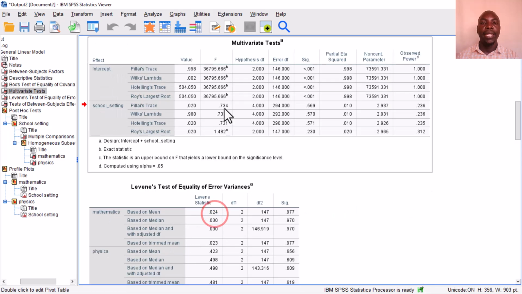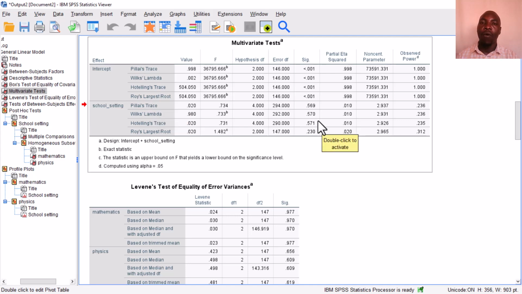We can go ahead and now interpret the multivariate results. Under this table, we are interested in the variable of school settings, and we have several of the tests here, but usually they all come to the same conclusion.